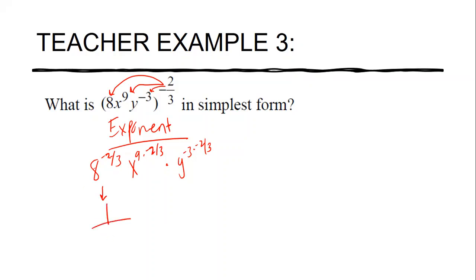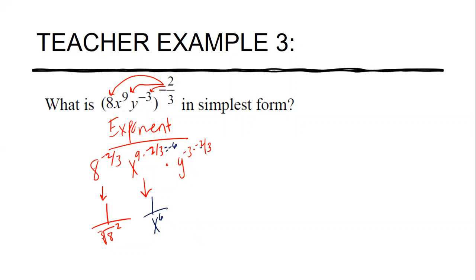And then my power is 2. My index is 3. So it's the cube root of 8 squared, and it belongs in the denominator. Next, I'm going to do x. 9 times negative 2 is? Negative 18 divided by 3 is? Negative 6. So this equals negative 6. So what does that tell me about where x belongs? In the denominator. So it's 1 over x to the 6.